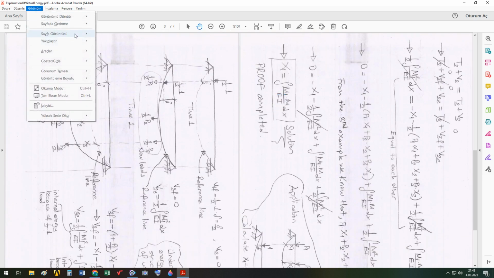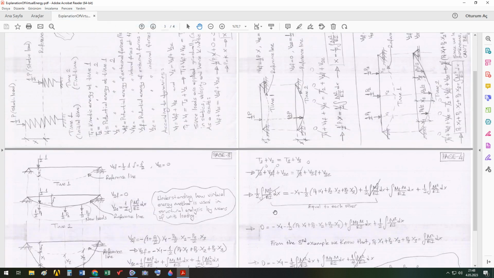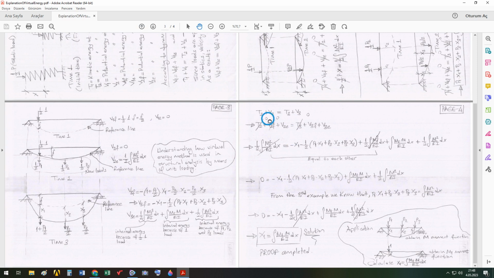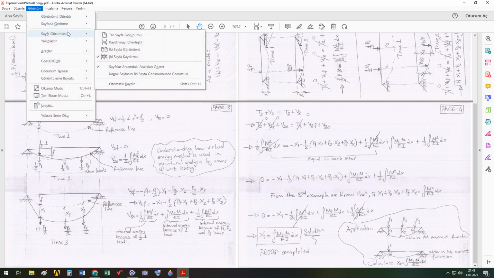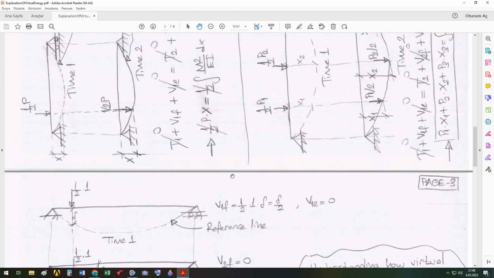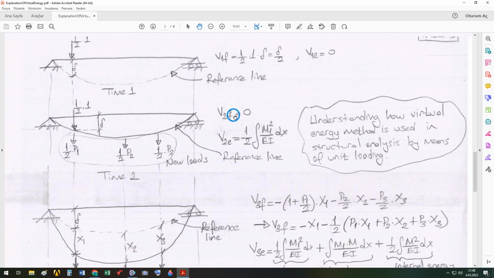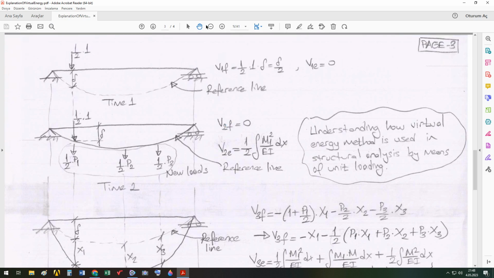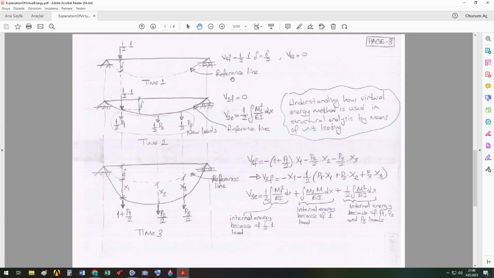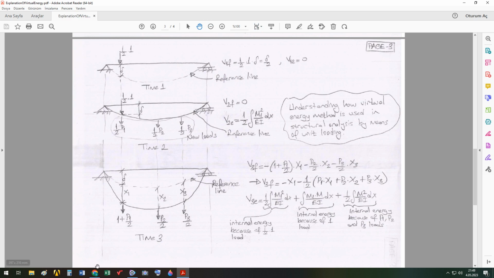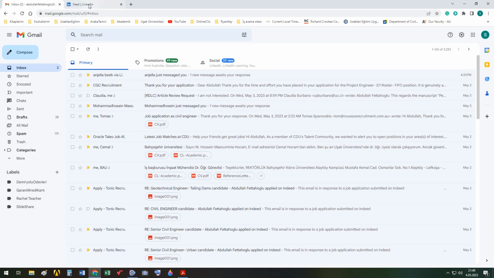Now let's turn the page. Let's make the screen go to one page. Sorry.